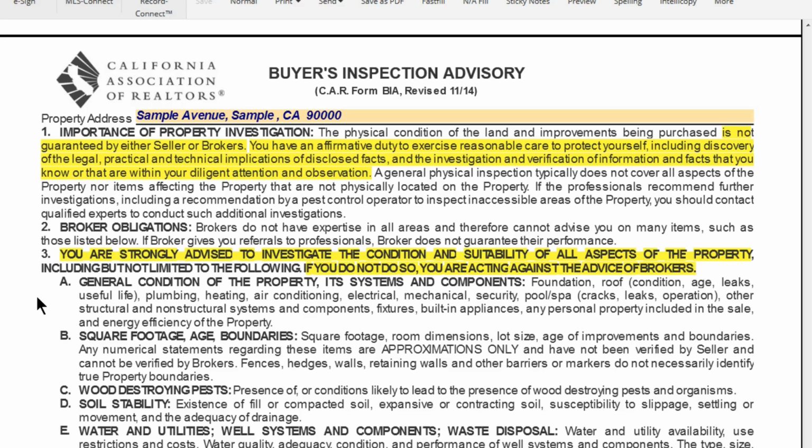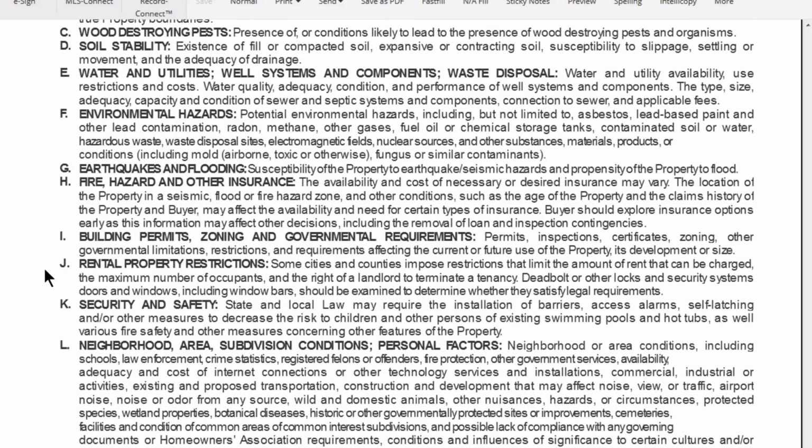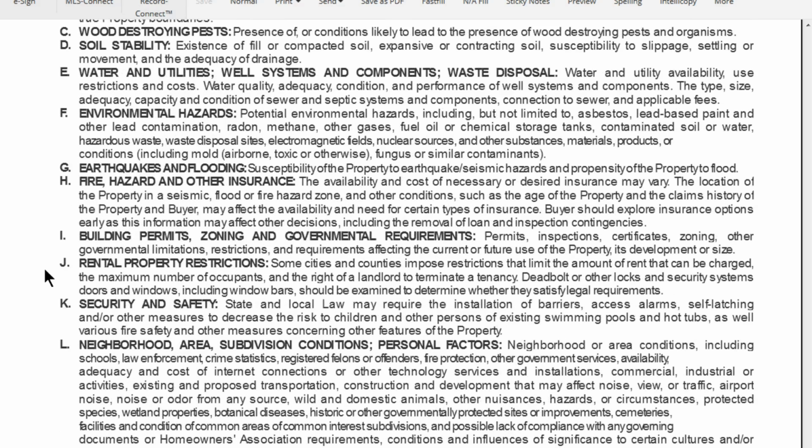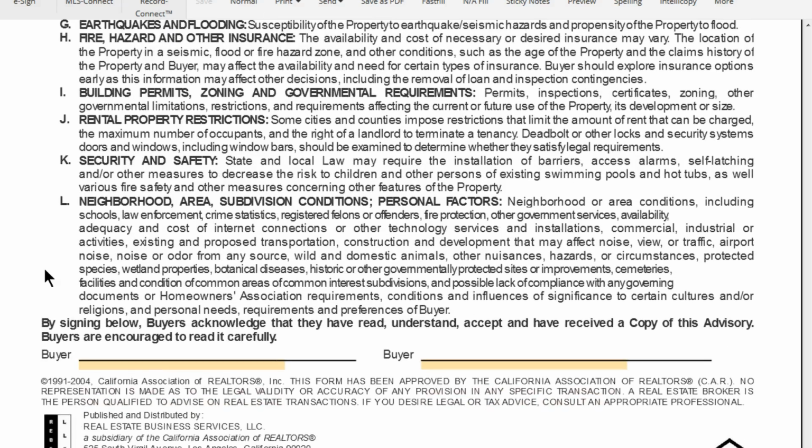The items in Section 3 detail a number of things that you want to confirm for yourself, and I won't go through the entire list, but it's pretty inclusive. So once again, if you've downloaded your copy of the RPA sample form, then I urge you to look through this as well. Now, if we were in a transaction, I would go through these with you line by line and make sure that you understand the importance of each one of these.